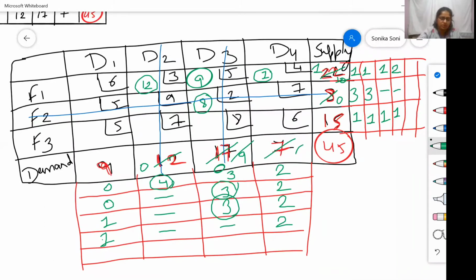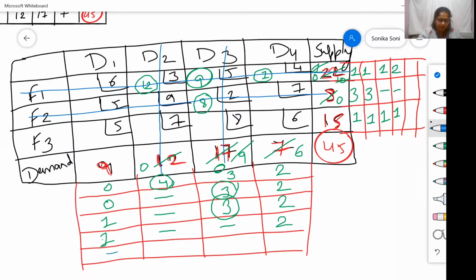So demand became 0 and supply became 0 here, and demand became 6 and supply became 0. Now we have 0 as supply, so we will cancel the F1 row out. Now we are remaining only with the F3 row and the D1 and D4 columns. But in D1 and D4, we are left with only one cost, so we can't find out the penalty there.